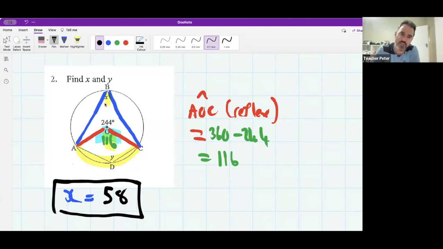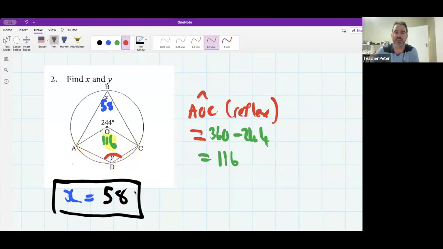But now, here's something interesting. Okay, we know that this is 58. What is the size of angle Y going to be? And this is where it is a little bit sneaky. And it's almost like it's a backwards thing I'm going to show you now.